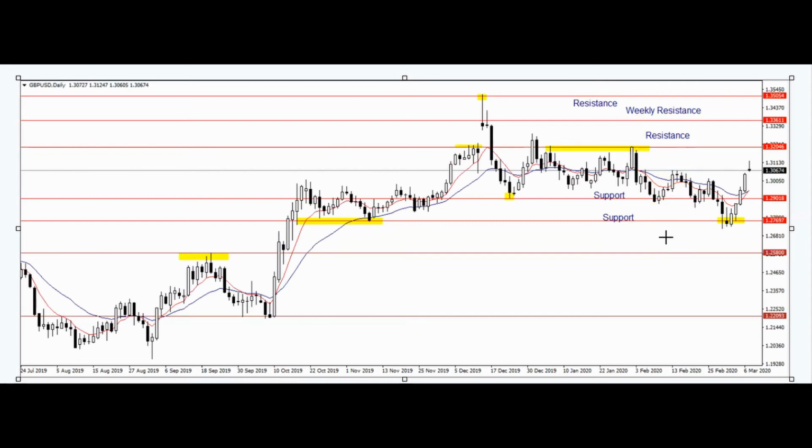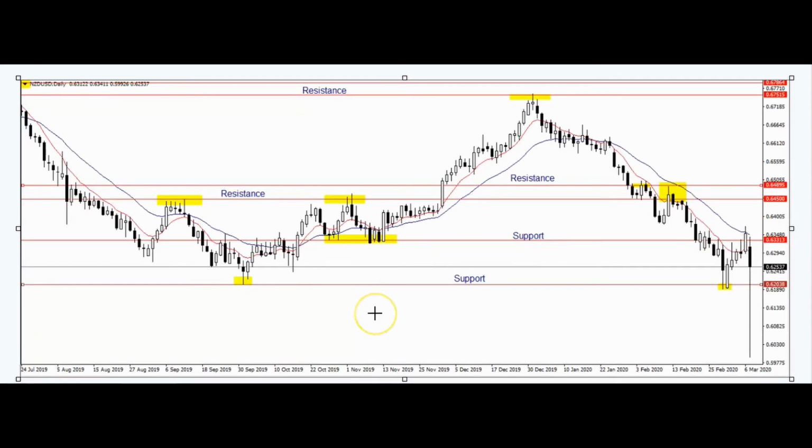It's been very choppy, very sideways, but again, we will take advantage of a sell signal at the high of the zone, or a buy signal at the low of the zone until a dominant trend forms, and then of course we'll take advantage of the dominant trend.